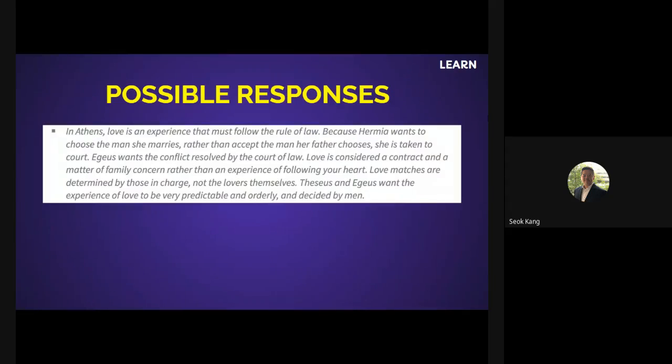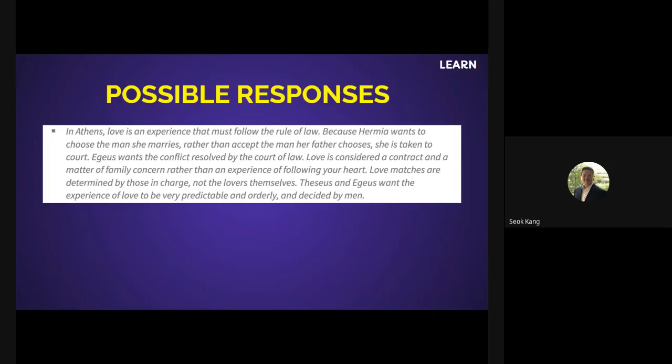I said in Athens, in Act 1, love is an experience that must follow the rule of law, right? There's laws about who you get to love and marry. Because Hermia wants to choose the man she marries, right? She wants to choose who she gets to marry, which is Lysander, rather than accept the man her father chooses. She is taken to court, okay? Aegeus wants their argument resolved by the court of law, by Theseus.